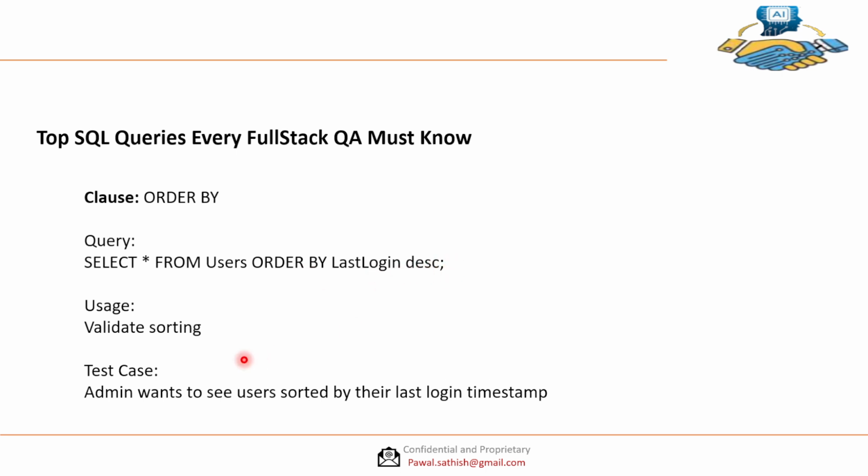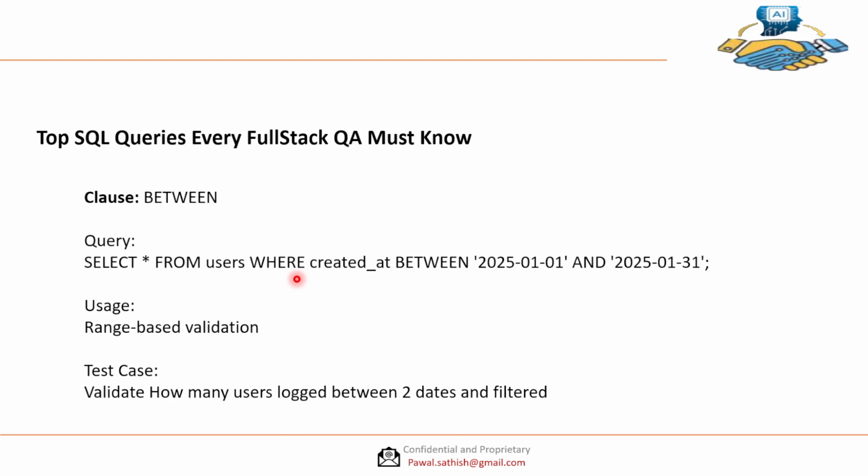So this is the test case: the admin wants to see users sorted by their last login timestamp, then we can use this query. Okay, the next is BETWEEN. Suppose the main use here is if you want to find out range-based validation. The syntax is SELECT * FROM users WHERE created_at BETWEEN these two dates.